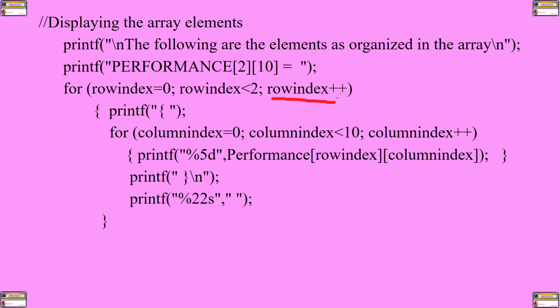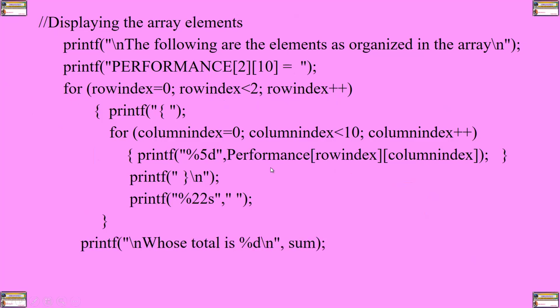The value of row index will be incremented by 1. So 1 plus 1 will be 2. And then the condition will be checked. Is 2 less than 2? No. Then this loop will be exited. The whole of it now will exit because the writing out of values will have been completed. And therefore, the next statement which will be executed is this one here.